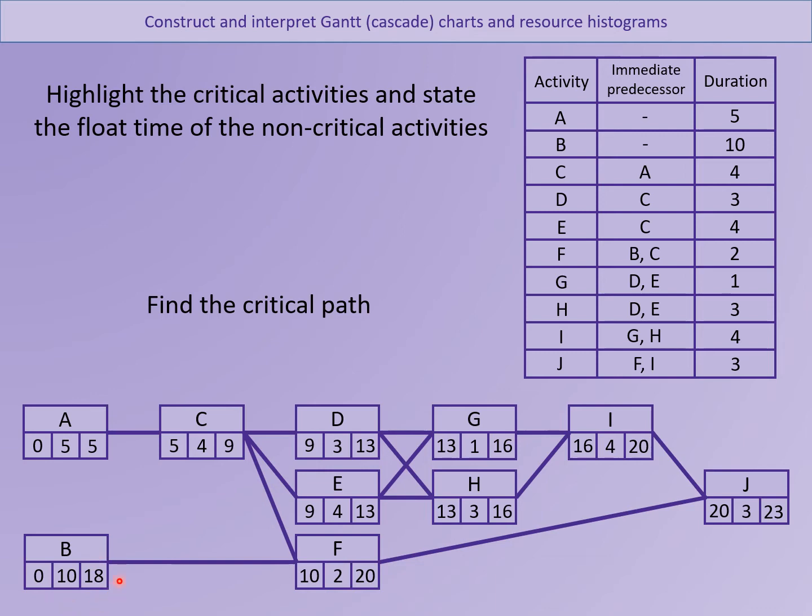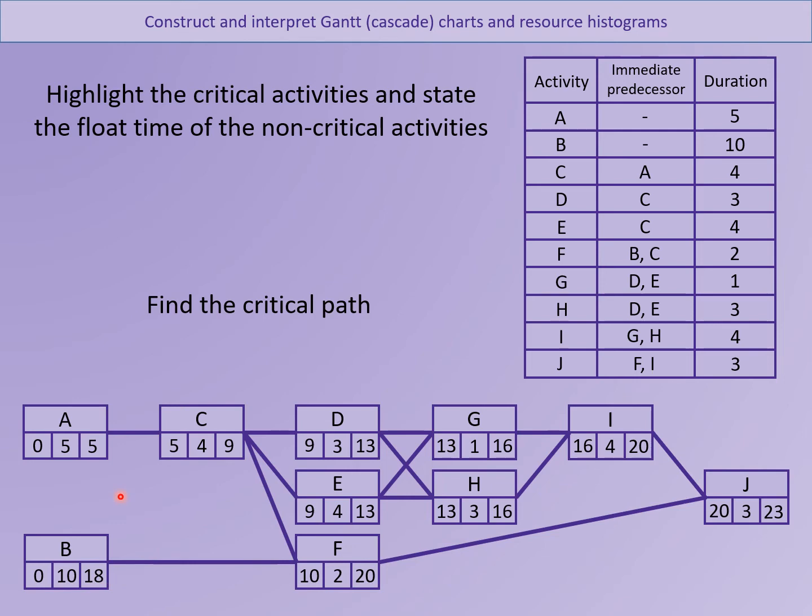B is an example of a non-critical activity. It could start at 0. It takes 10 hours, so it finishes at 10, but then you've got 8 hours sitting around doing nothing until you get to 18. So this one is what we call a non-critical activity. Now those 8 hours are what we call the float time. How much time we could float this 10 hours between 0 and 18. This could start not at 0, but at 8. Do the 10, still finish by 18. So this is a non-critical activity.